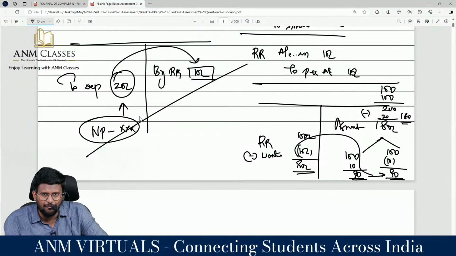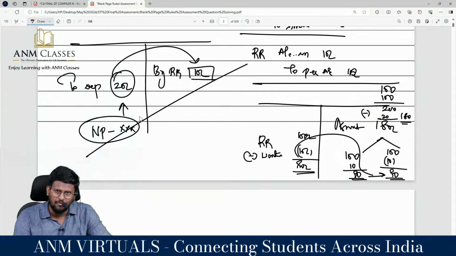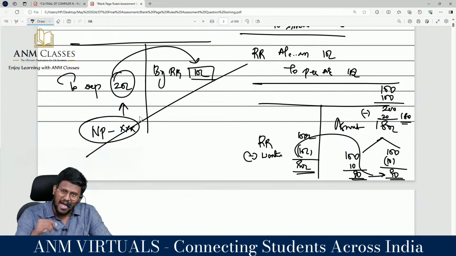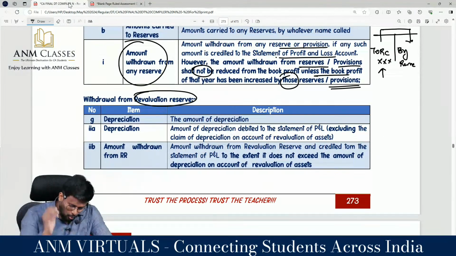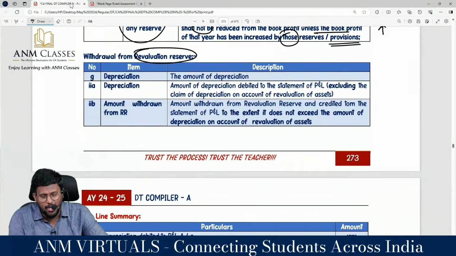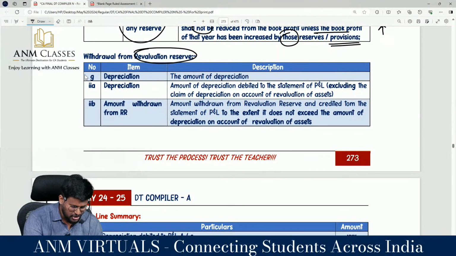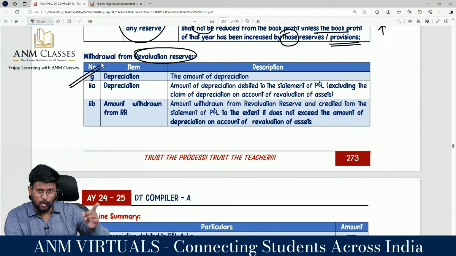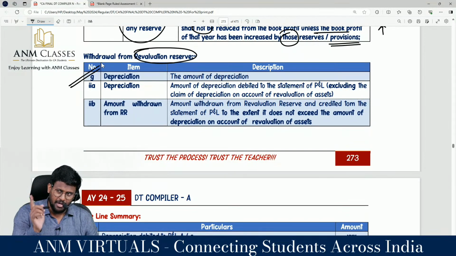But certain fraud companies, what they will do, you know, is create the revaluation reserve and only enhance the depreciation. To the extent of depreciation, they will not withdraw from the revaluation reserve. So what they are saying is that the 115JB MAT format will automatically take care of that. Any amount of depreciation debited to P&L account should be added back, because that depreciation may include depreciation on account of revaluation.